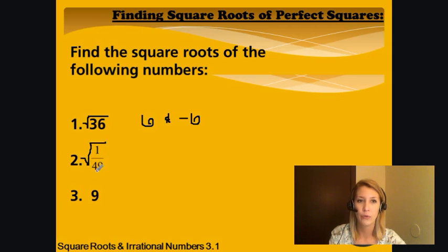Now we're asked to find the square roots of 1 over 49. Don't let this fraction confuse you. Keep the numerator the same. What number times itself equals 49? 7. So 1/7 times 1/7 is equal to 1 over 49, and the same with negative 1/7. And now what are the square roots of 9? 3 and negative 3.